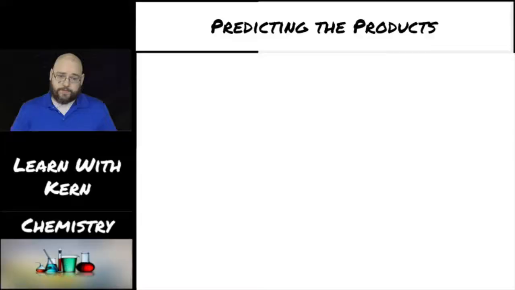And today we are going to be talking about how to predict the products from those types of reactions that we talked about in the last video. So we learned about how the different types of reactions can be identified. And so now today we're going to talk about how to predict the products of those chemical reactions.